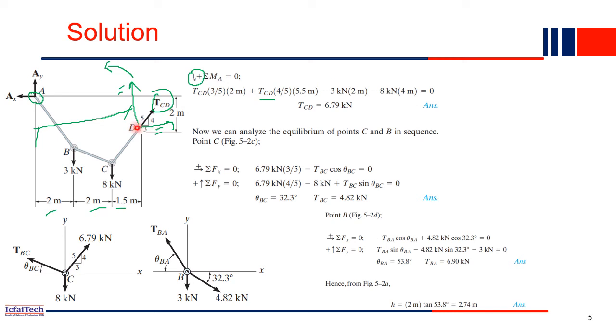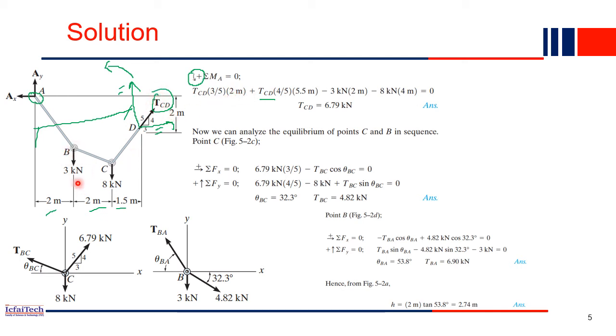Now how much moment will this other component of TCD produce? It will produce TCD into cos of this angle. Cos will be 3 by 5, right? TCD into 3 by 5 into the distance. From this point to A the distance is 2 meter, given to us. That's why it is multiplied by 2. This is also an anti-clockwise moment. Anti-clockwise means positive, we considered. So these two are the moments coming from TCD.